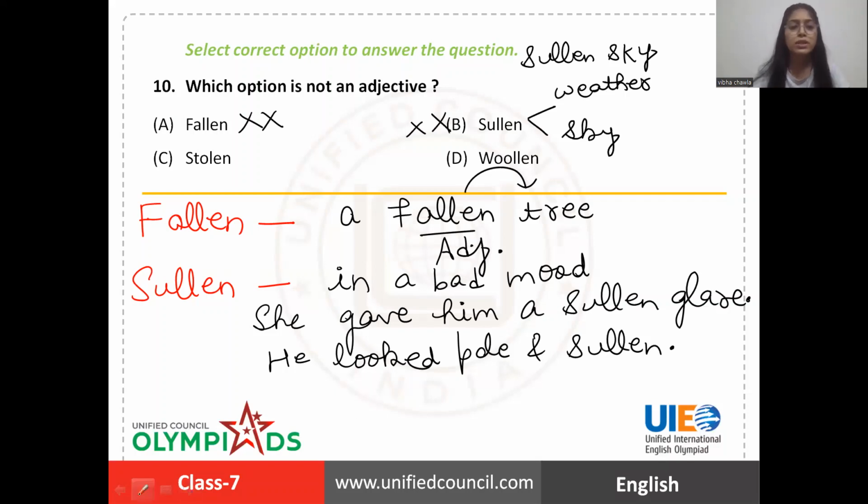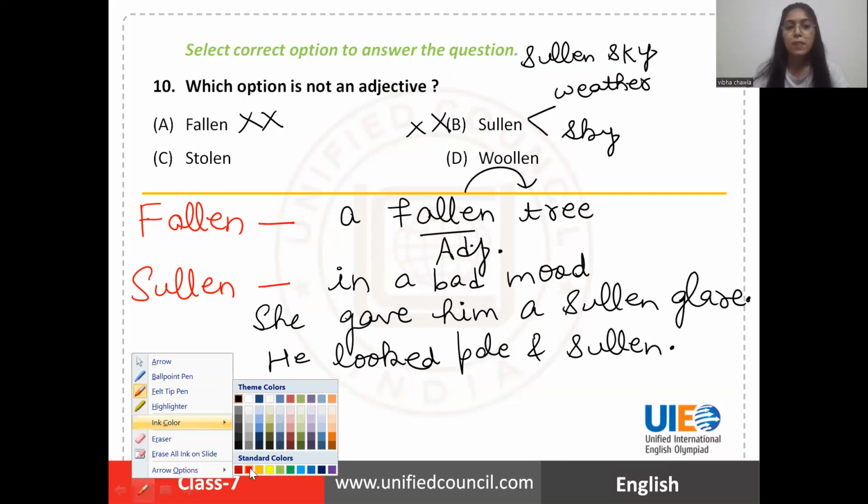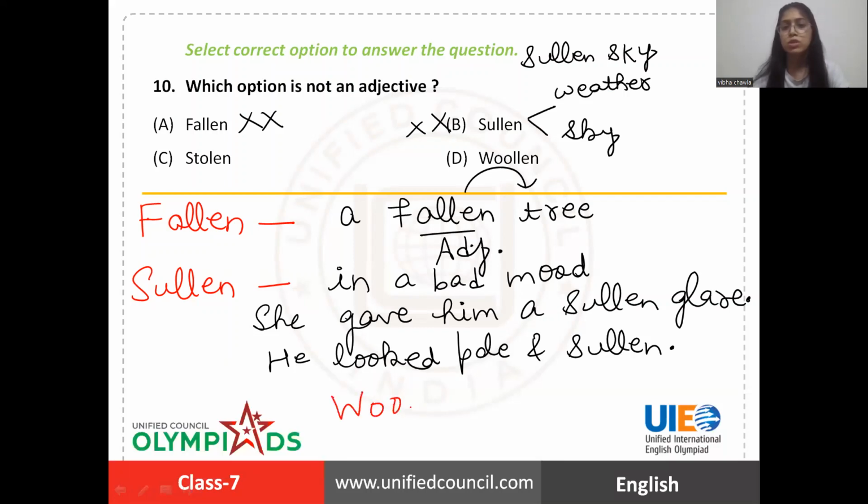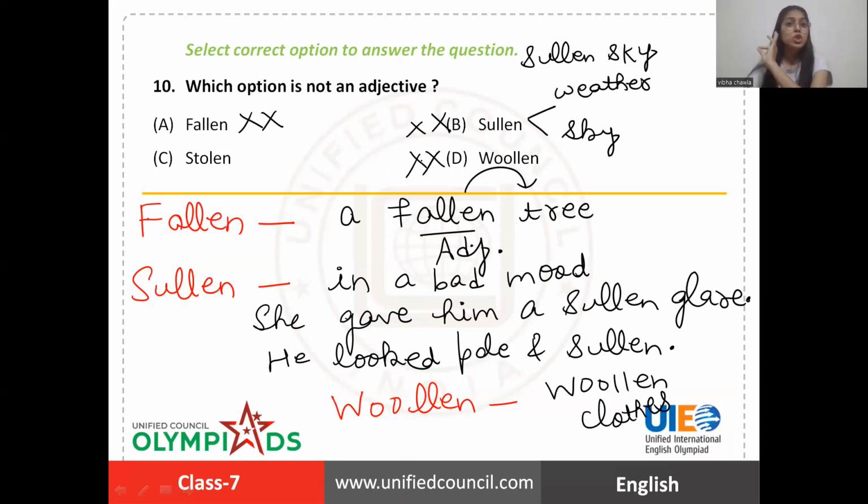Woolen, you all know, woolen is an adjective. You must have used this word a lot in your life. For instance, we say woolen clothes, right? So definitely it is an adjective. Woolen cloths. So the word which is not an adjective is stolen.